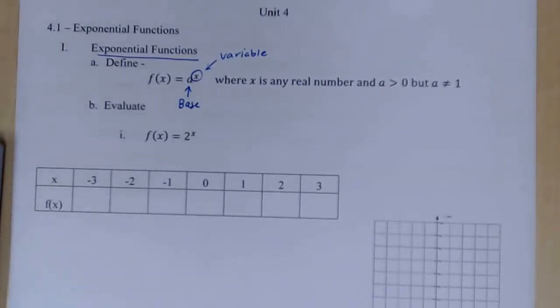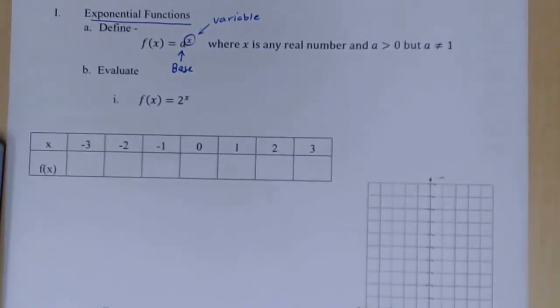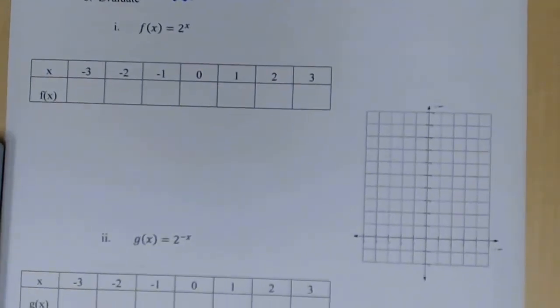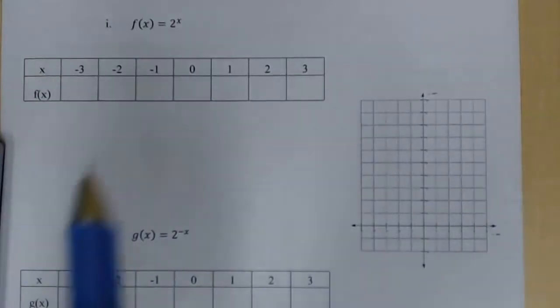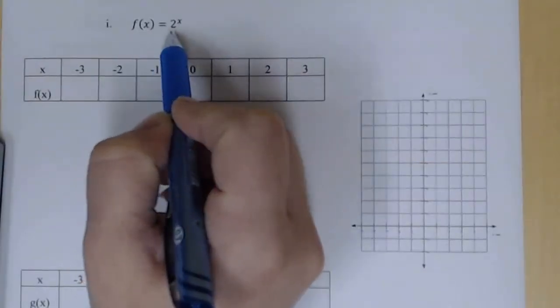So to get our feet wet with these exponential functions, I just want to work with two of them and notice how they look, what's going on with them, and then we're going to put some characteristics together. So let's look at this first function here. We're going to go slowly through the first one, and the second one will go a little bit quicker. You'll notice I have the function f of x equal to 2^x.